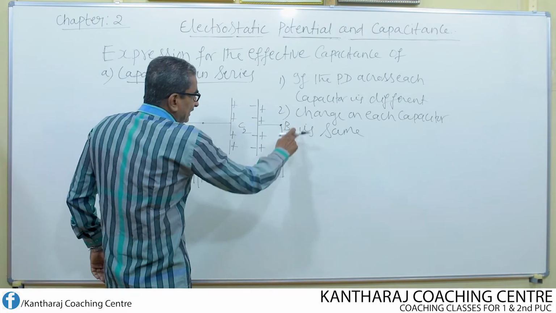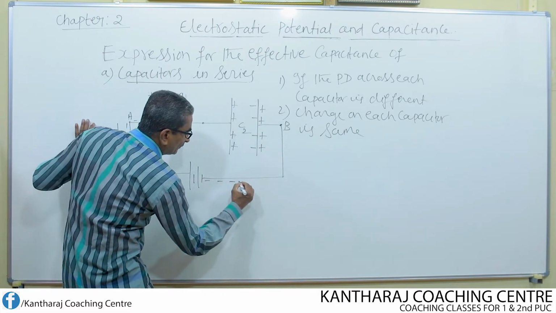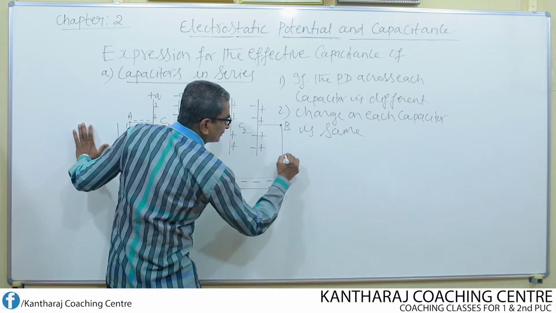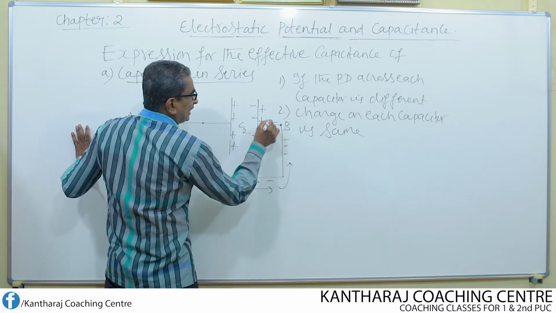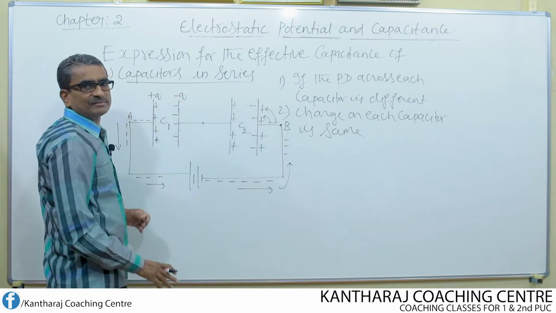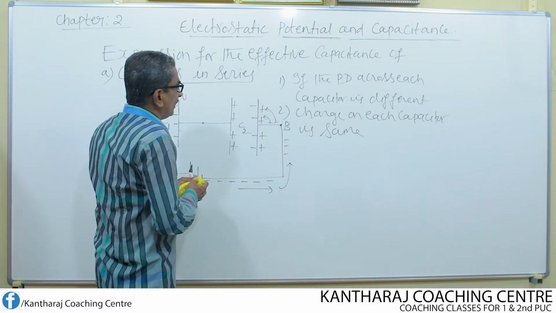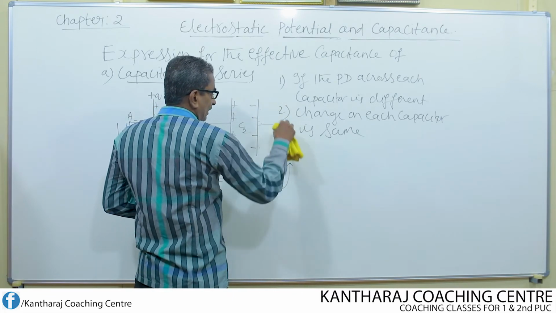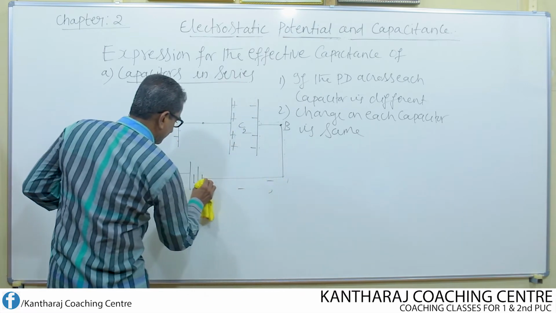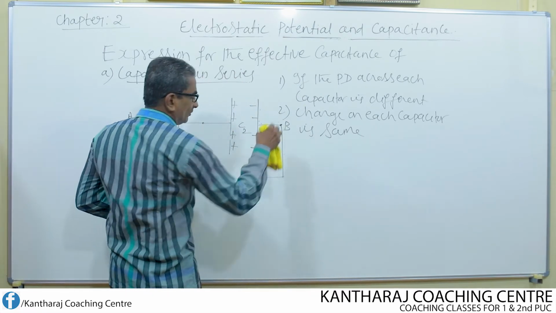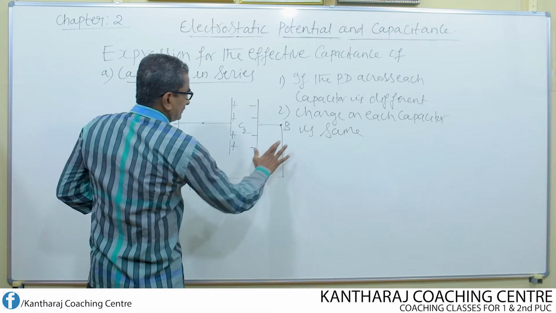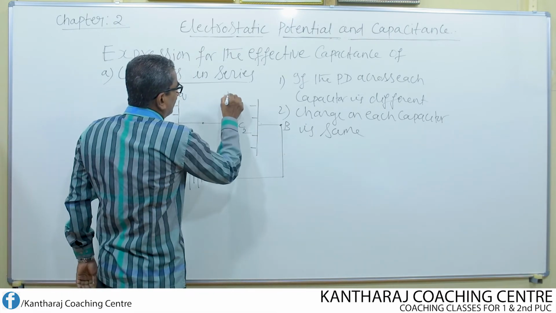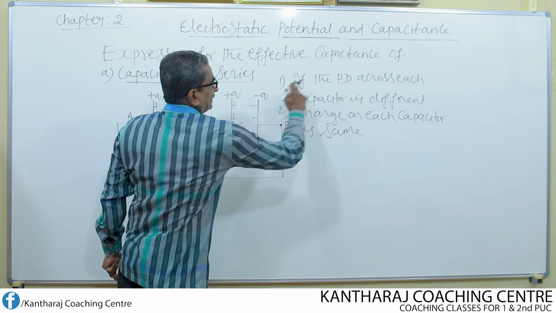These positive charges are neutralized by the flow of electron from this side. From the negative terminal, electron starts flowing like this. So this electron combines with these positive charges. As a result of this, all positive charges are neutralized, means vanishes from this plate. Now this plate also acquires the same amount of charge, plus Q and minus Q. That is what I have written.